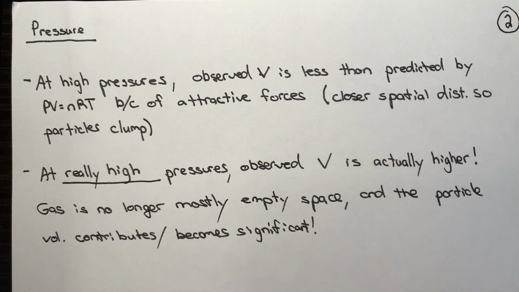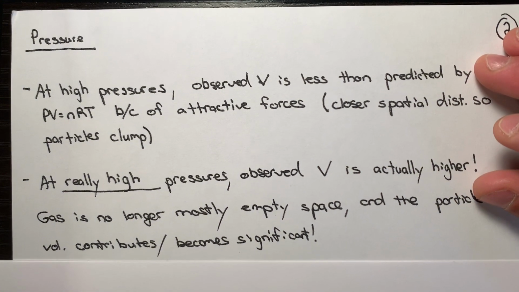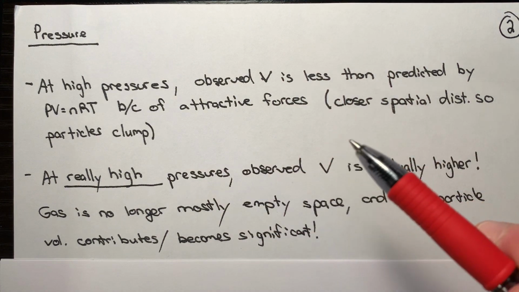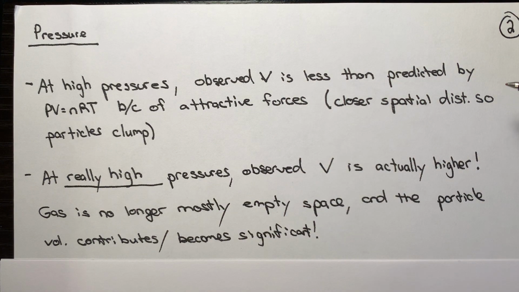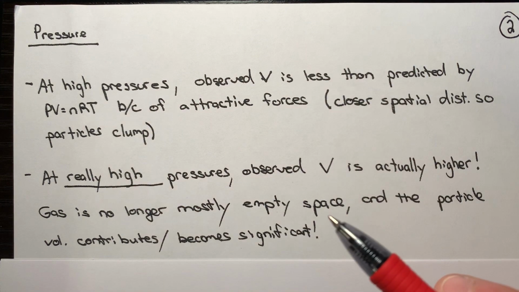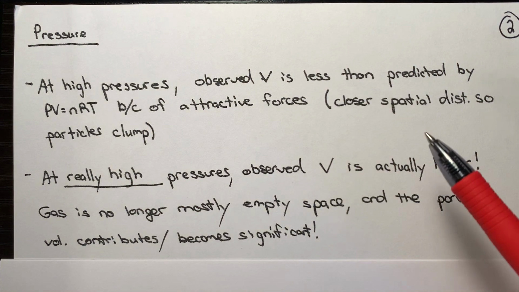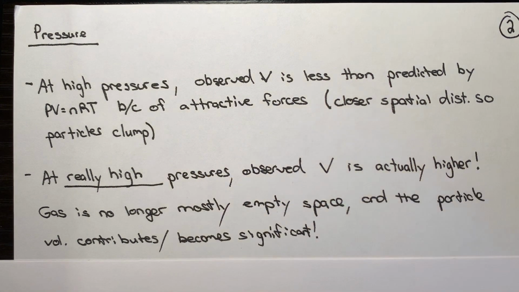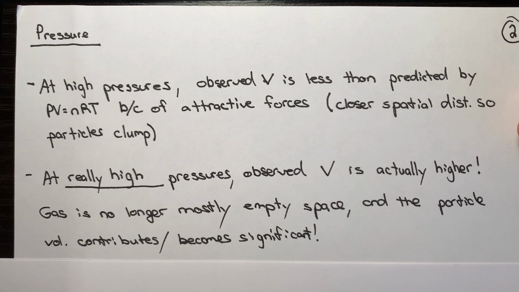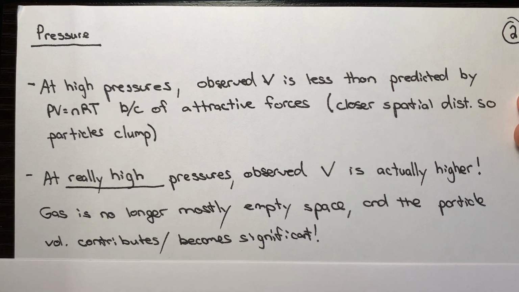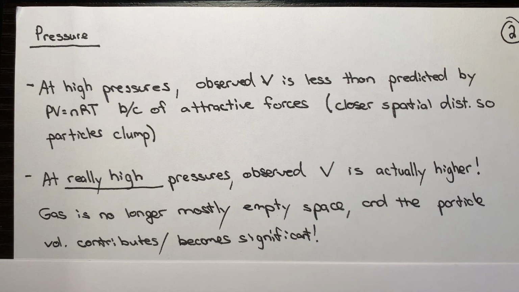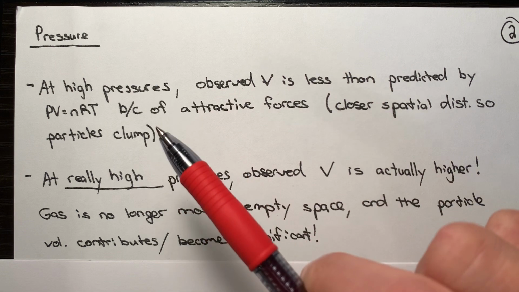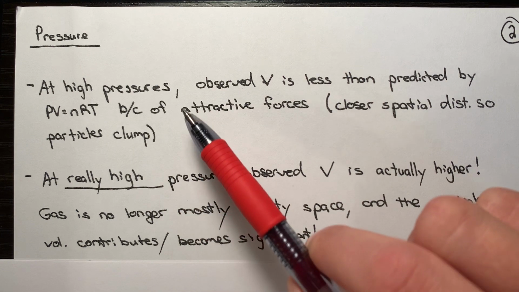When it comes to pressure, we're talking about the same thing, at least initially. At really high pressures, the observed volume is going to be less than predicted by the ideal gas law because of attractive forces, right? We have closer spatial distribution. As a result, these particles start to clump. Again, the dipole forces, the hydrogen bonding, the dispersion, they're going to take, say, 5 effective particles down to 2. So this is very similar at high pressures to what we see with low temperatures.